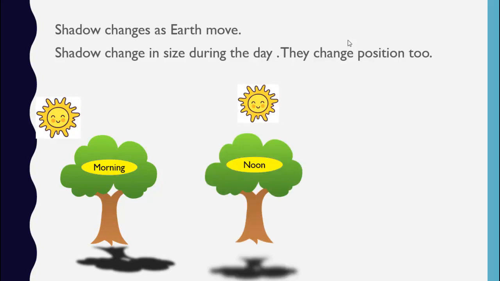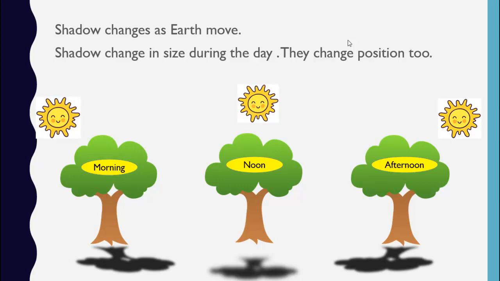At noon, the sun will be behind the tree, and the shadow will be in front of the tree. The shadow at noon is the shortest, because the sun is directly overhead. But in the afternoon, the sun will be on the right side and the tree's shadow will be on the left side. These three pictures show us how shadows change in size during the day and how they change their position too.